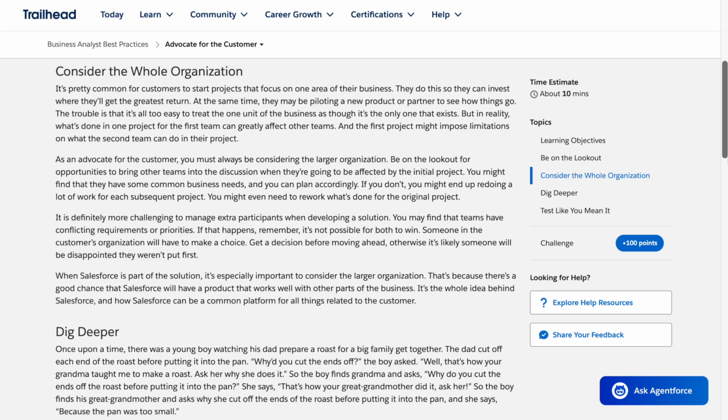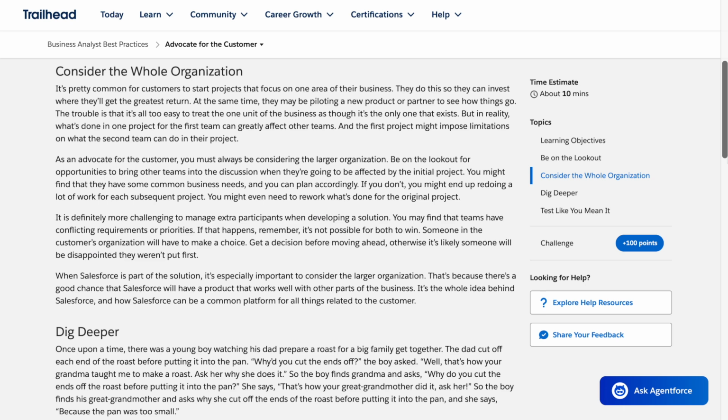Consider the whole organization. It's pretty common for customers to start projects that focus on one area of their business. They do this so they can invest where they'll get the greatest return. At the same time, they may be piloting a new product or partner to see how things go. The trouble is that it's all too easy to treat the one unit of the business as though it's the only one that exists. But in reality, what's done in one project for the first team can greatly affect other teams, and the first project might impose limitations on what the second team can do in their project.